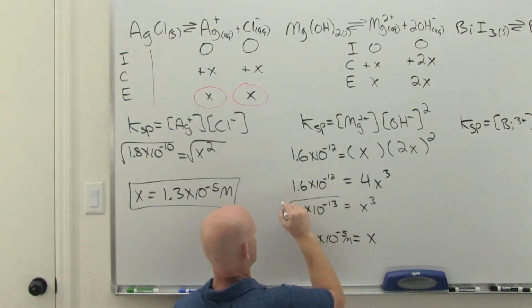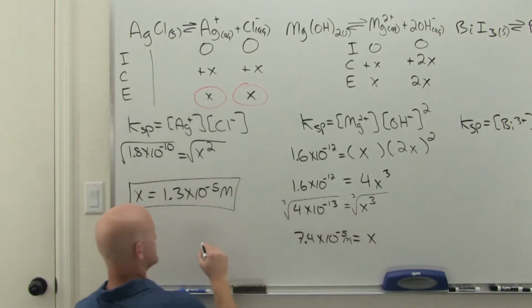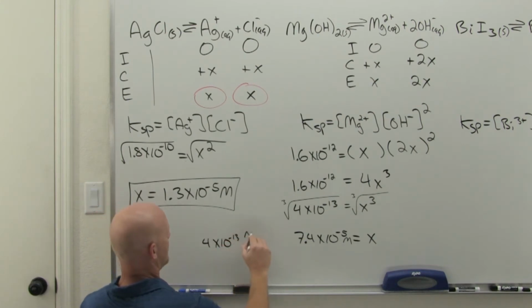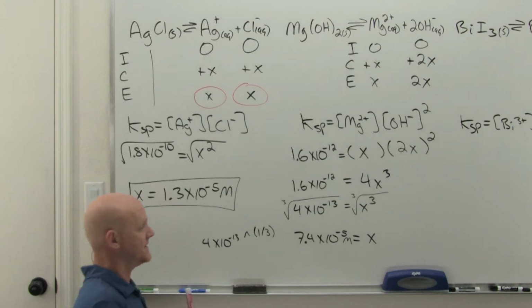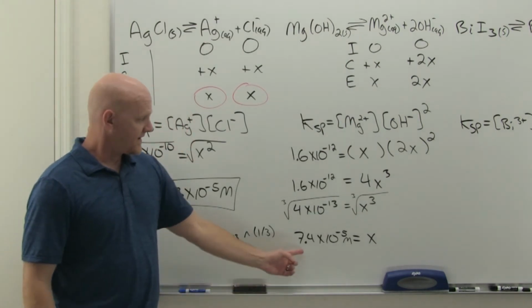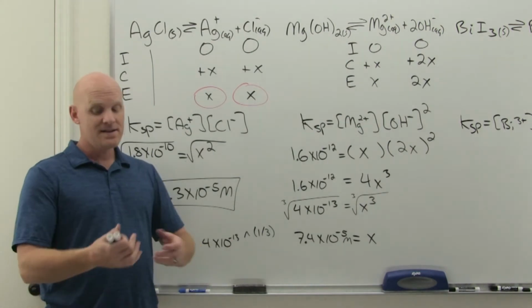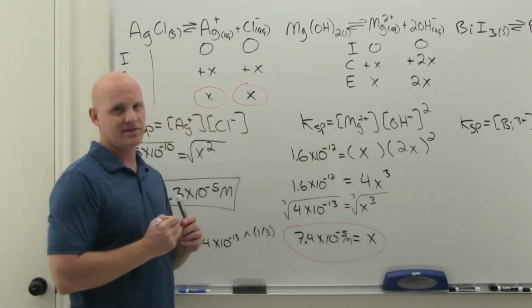So again, here we took a cube root, which is the same thing. And again, I really just took 4 times 10 to the negative 13, caret to the 1/3 power. That's what I put in my calculator right there. Cool, so that comes out to 7.4 times 10 to the negative 5 molar. And again, that's x. That is the molar solubility. This is the question we were asked.